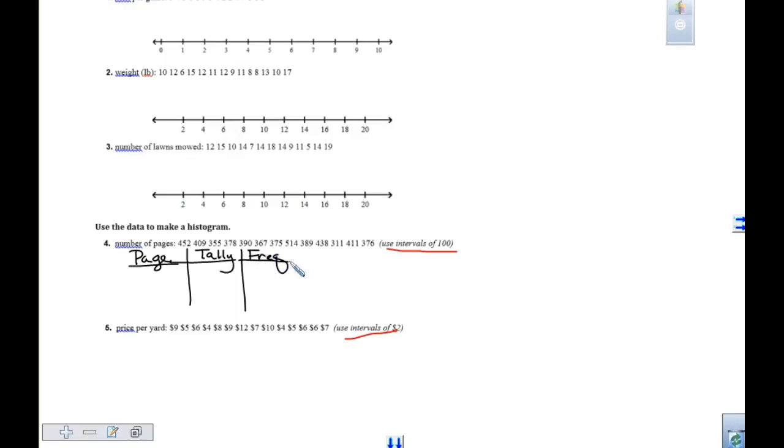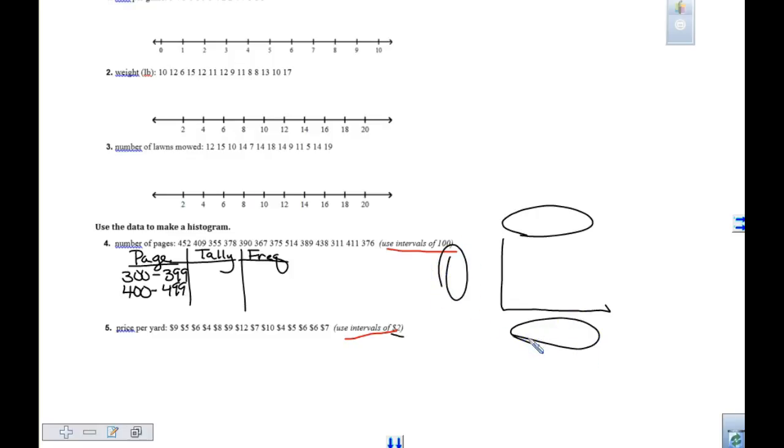If you look at number 3, here they're telling us to go with intervals of 2, right? So I underline those. That tells you how many numbers you want in there. If I'm using an interval of 100, my smallest one is at 300, 311, I think. So we're going to go from 300 to 399, right? Then we're going to go to 400 to 499.